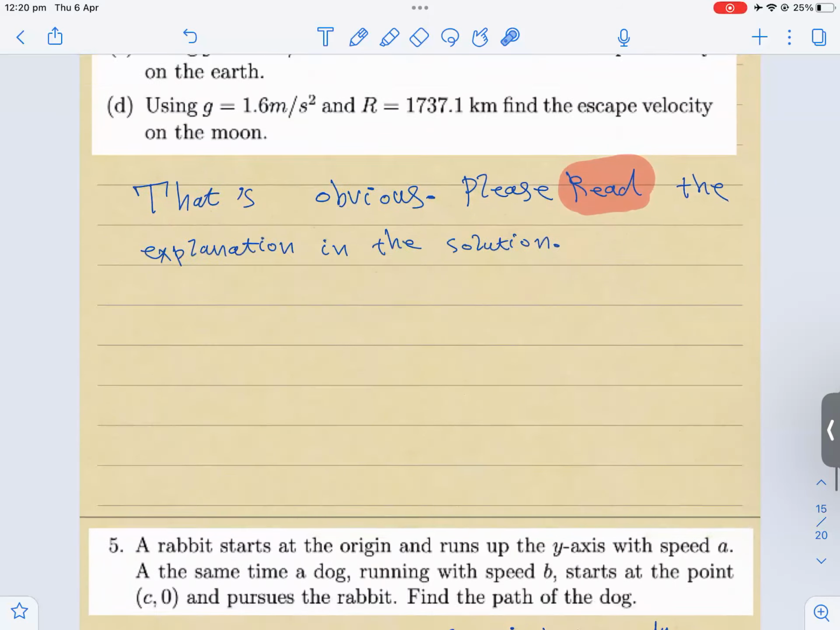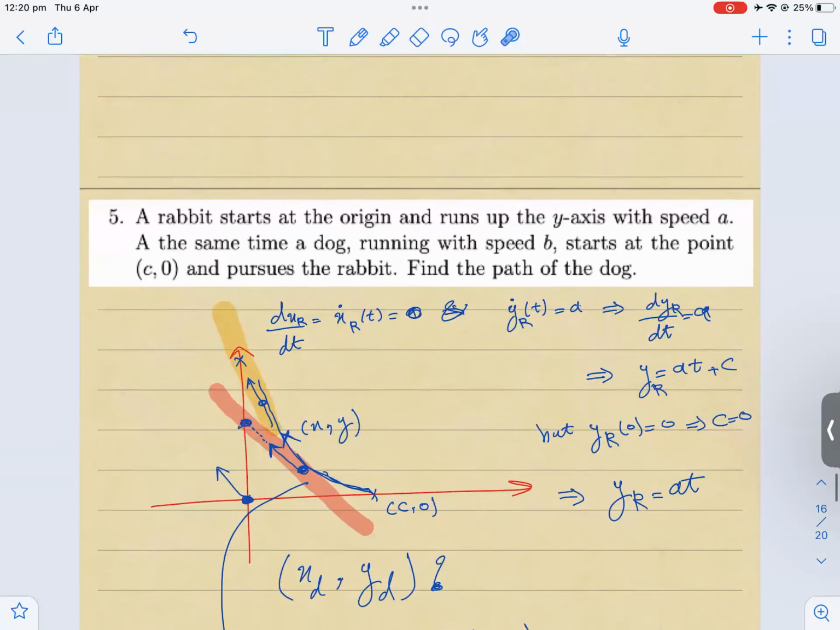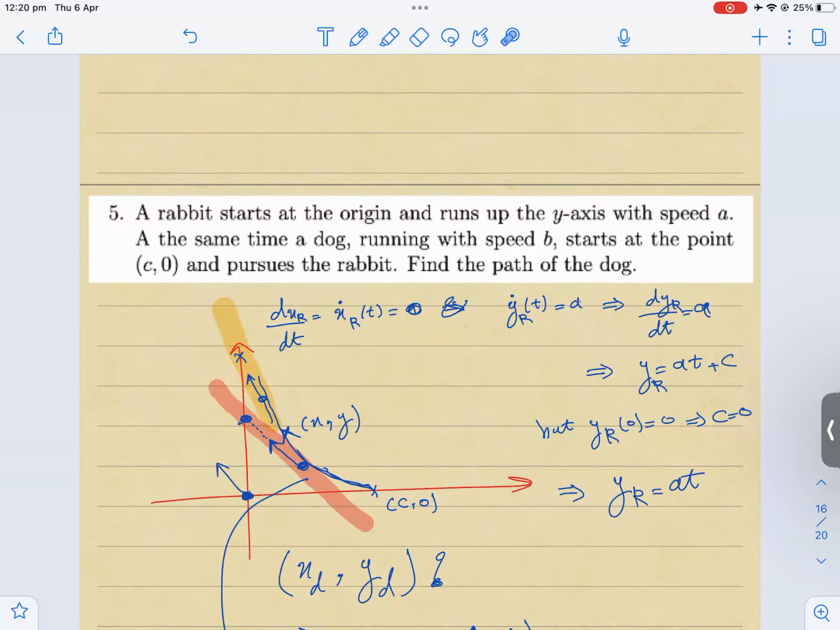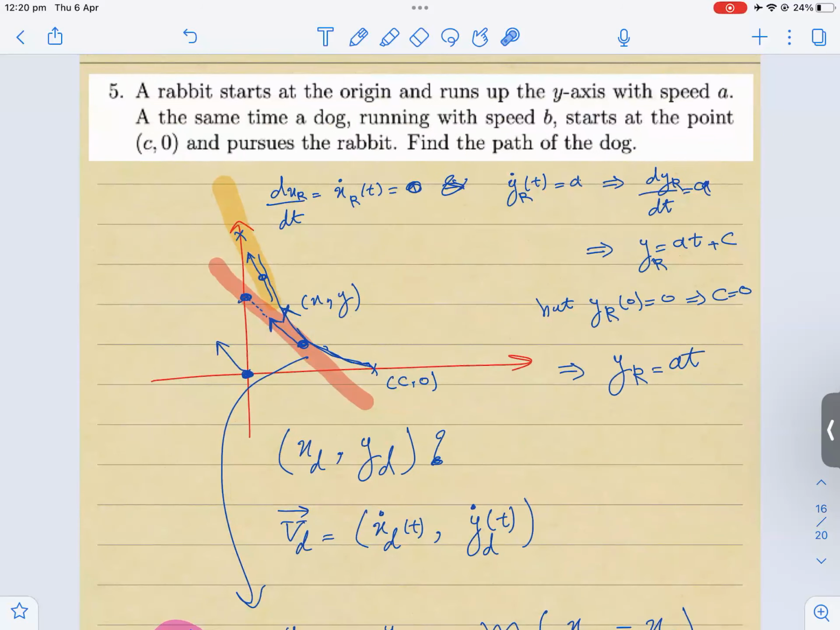Now, let's do another one. This is a famous example, so it's better to know. If you get a degree from the maths department, you should be able to know this question, the rabbit question. It's famous. Why do we do this? Although the tutorial solution is there, it's not well explained. So a rabbit is here and a dog or whatever is here.